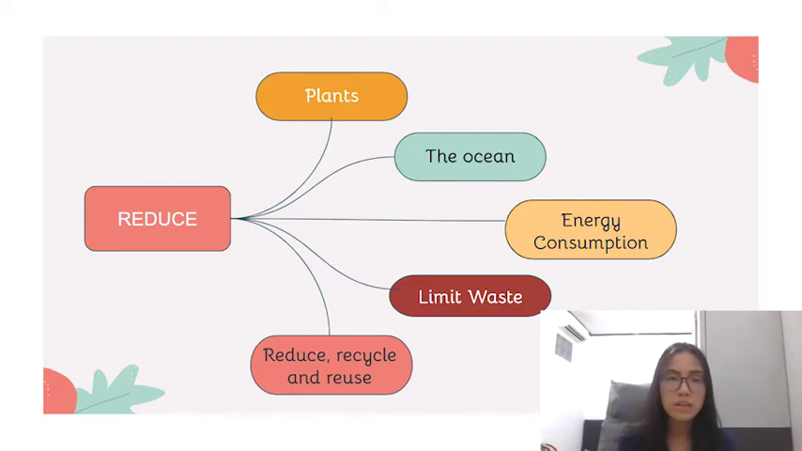And the third one is to plant trees. Another way to reduce the greenhouse effect is to plant trees and other plants, because as part of their natural life cycle, plants absorb carbon dioxide through photosynthesis. And then, of course, another thing that we humans can do is reduce, recycle, and reuse.